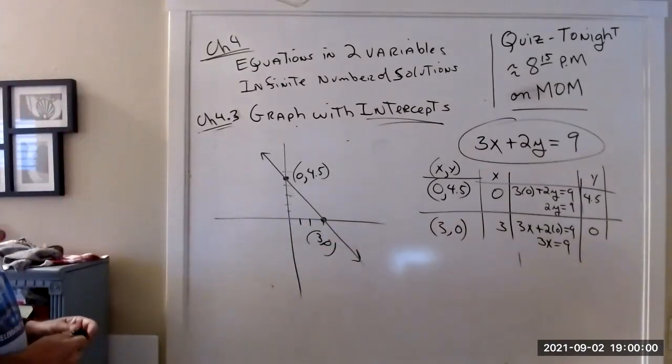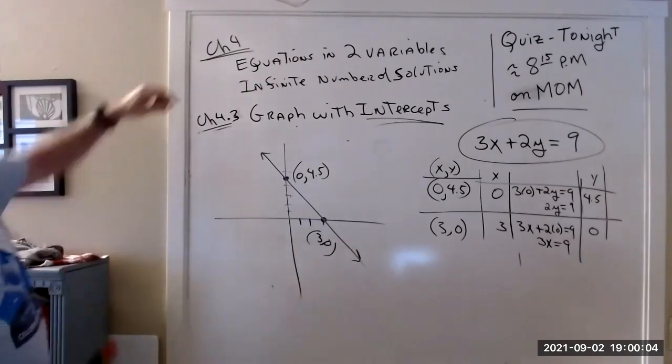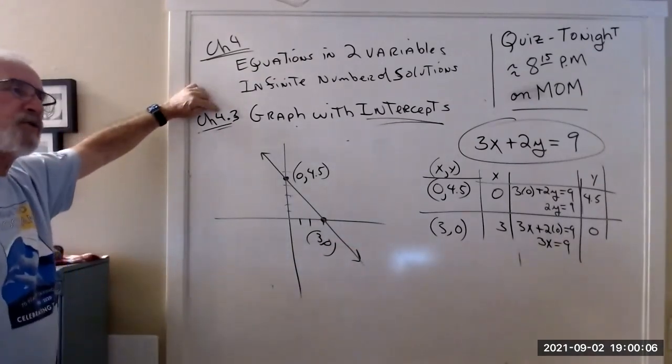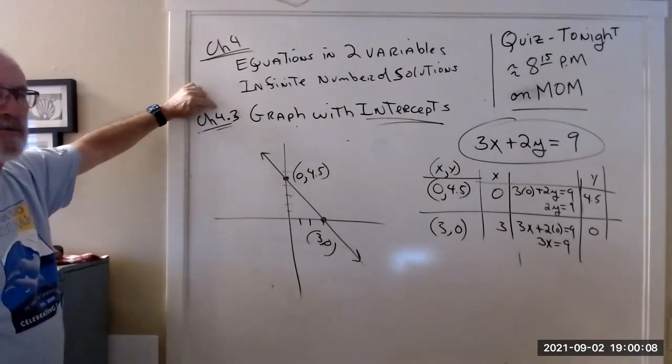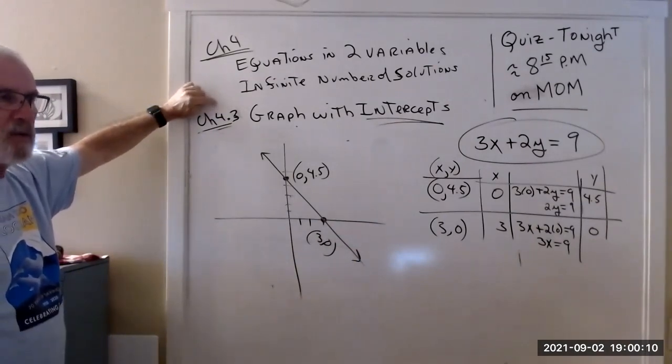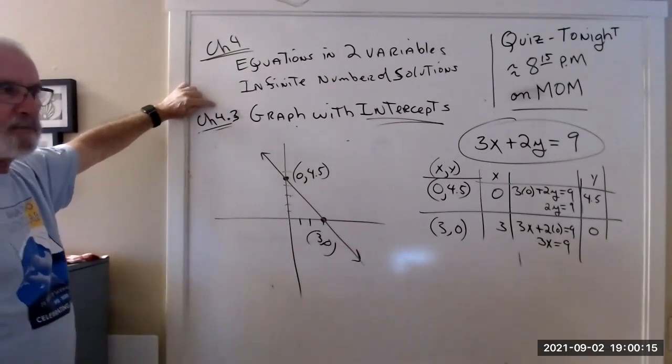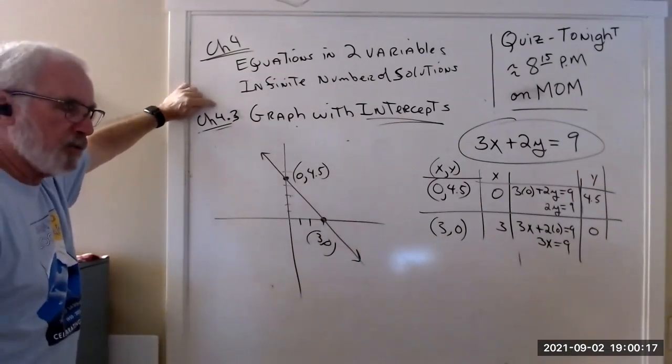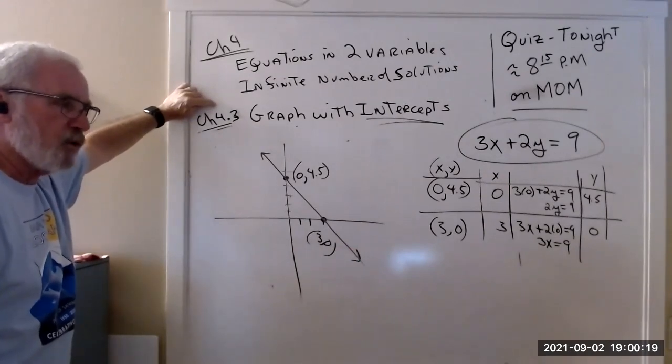And that's it. Did you notice I cheated? Up here originally I called this 4.1. It's actually section 4.3. You might want to go back and change your notes. I screwed up. Originally I wrote 4.1. It's actually section 4.3.